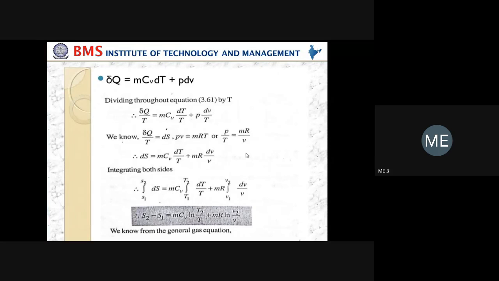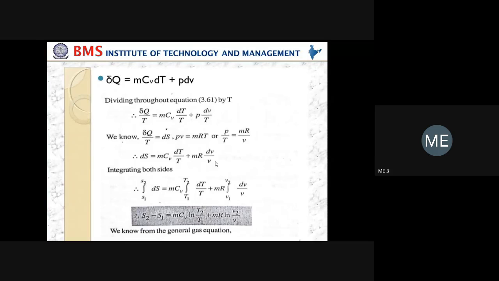You understand this derivation properly, because the same thing we are going to use in the numerical problems. So try to understand correctly. There are three derivations. This is the standard equation to find out the entropy change for any process. Once you understand this equation, we are going to find it out for individual processes. These are the general equations. So dS equals m Cv into dT by T plus mR into dV by V. Next, we are going to integrate on both sides.